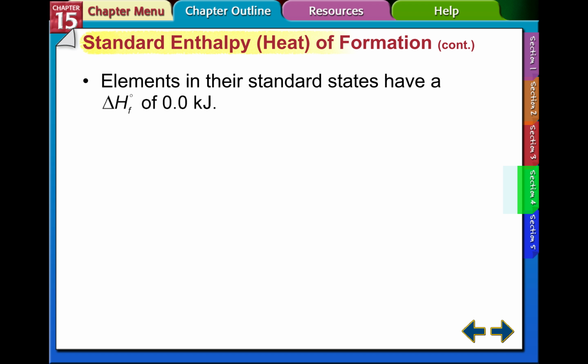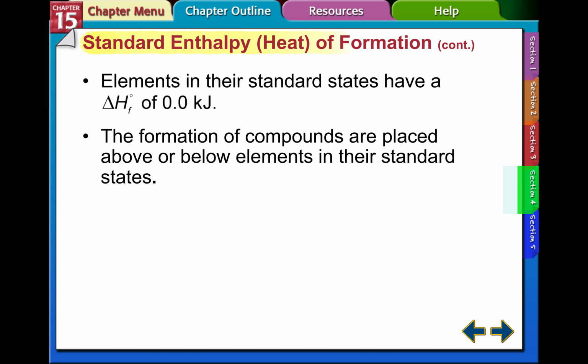So let's say O2, N2, H2, Fe, S, they all have 0 kilojoules as their standard state. Now, in order to form the compounds, these are typically placed above or below elements in their standard states. And we can take a look at that on a chart coming up.